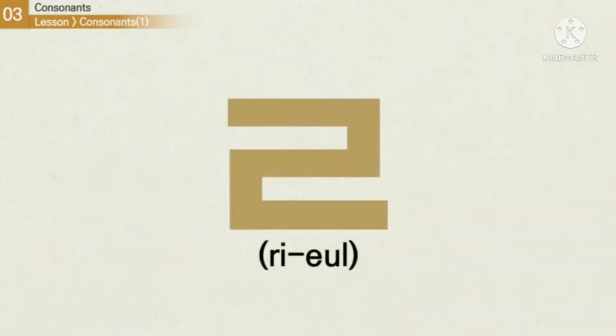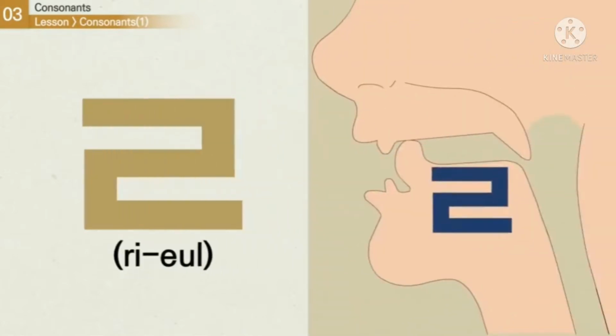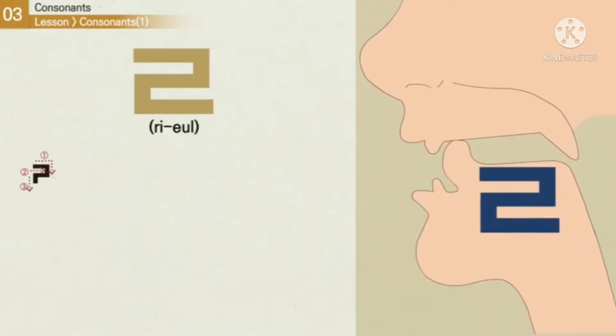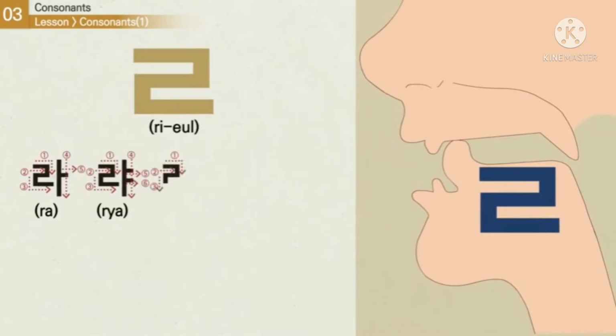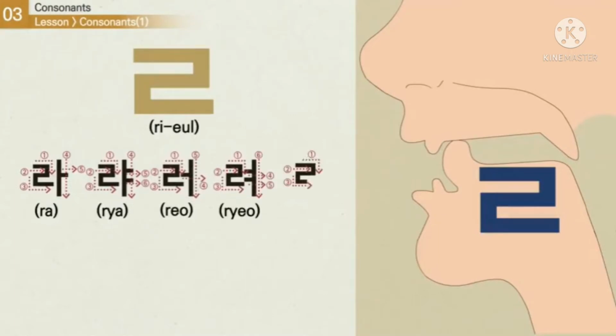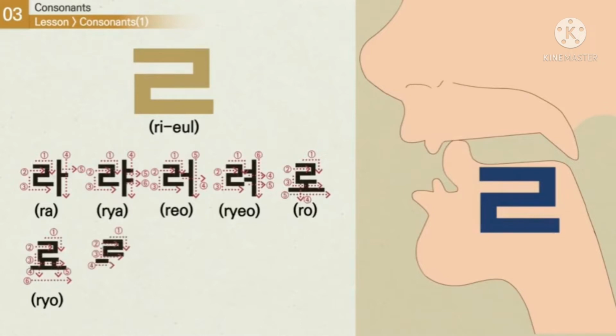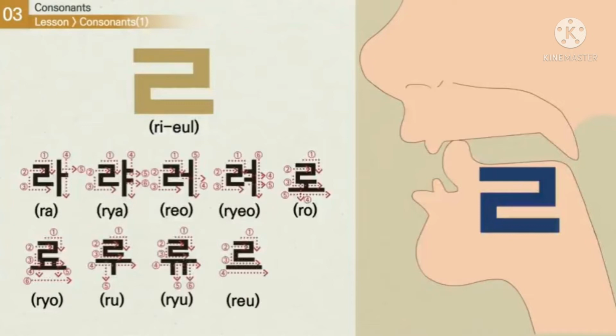Next, we can add another stroke to 티귿 to make the character 리을. 리을 is a sound made by softly rolling your tongue. Listen carefully. 라, 랴, 러, 려, 로, 료, 루, 류, 르, 리.